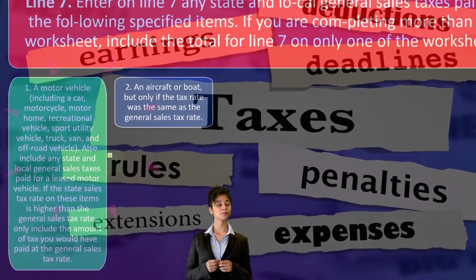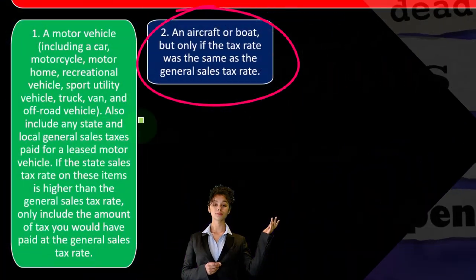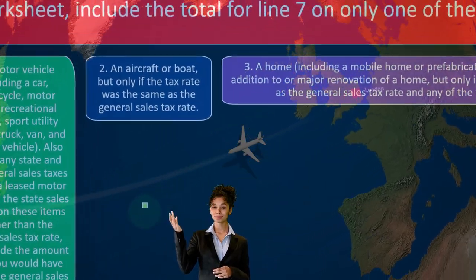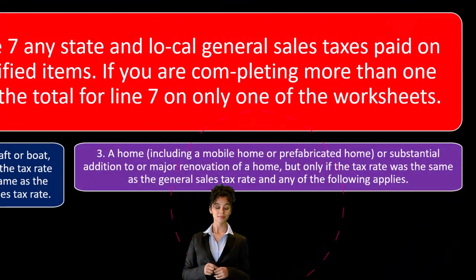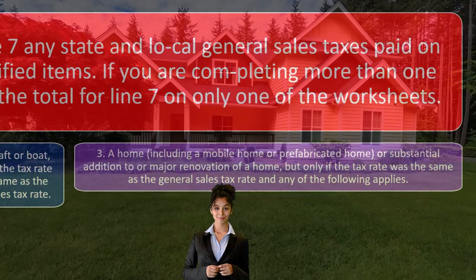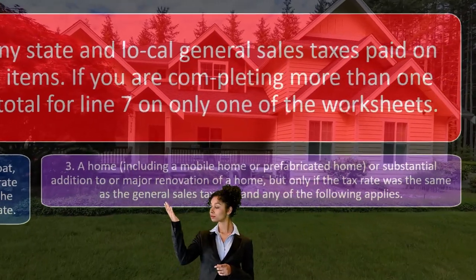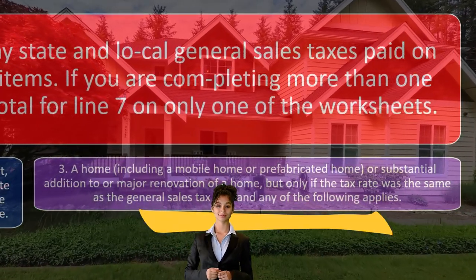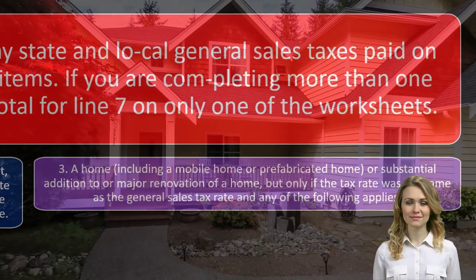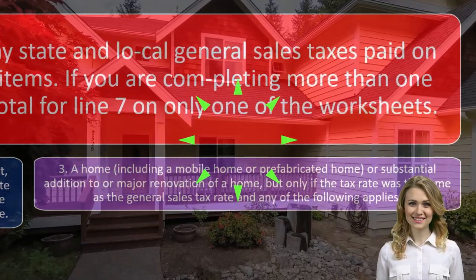2, an aircraft or a boat, but only if the tax rate was the same as the general sales tax rate. Number 3, a home, including a mobile home or a prefabricated home or substantial addition to or major renovation of a home, but only if the tax rate was the same as the general sales tax rate and any of the following applies.